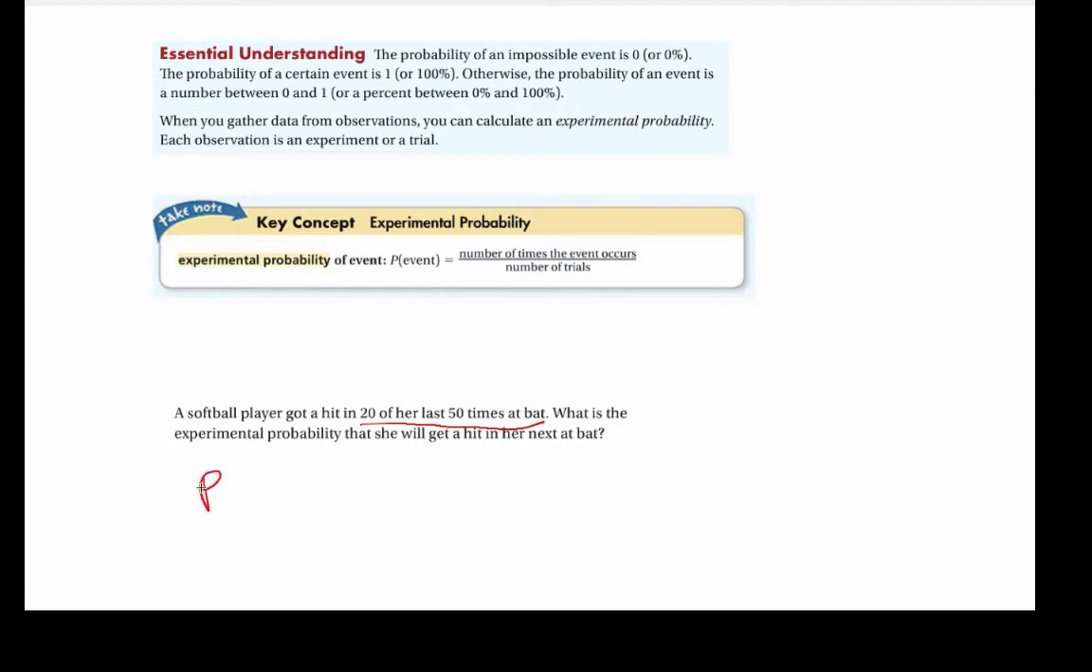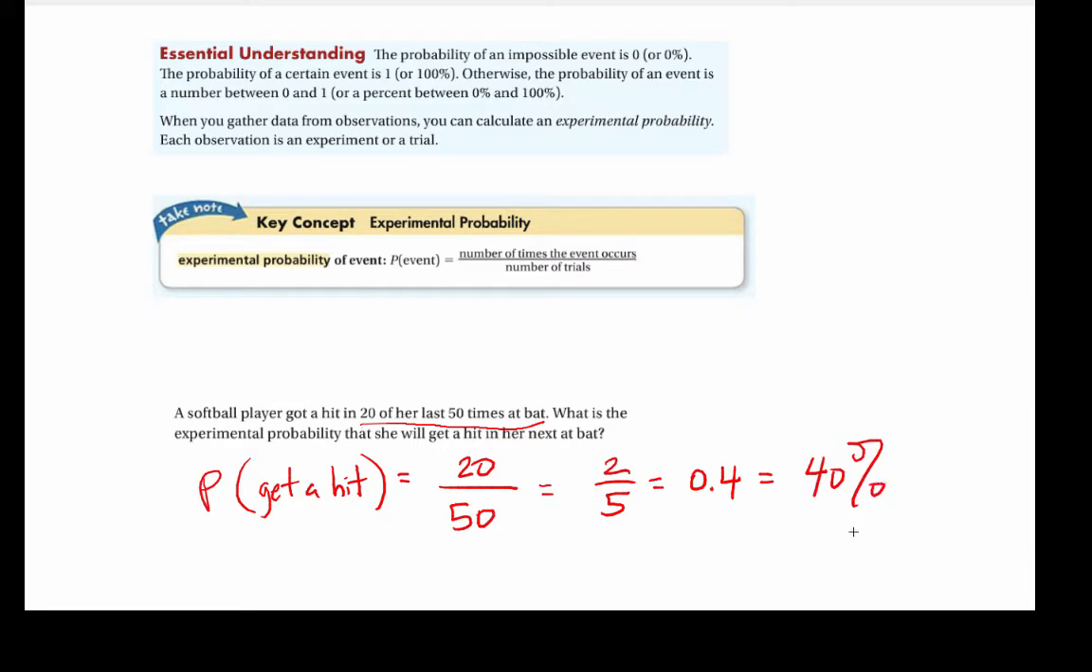So the probability that she'll get a hit, we're going to look at how many times she has gotten a hit in the past, the observed number of times the event has occurred, and that's 20. What's the total number of trials? In this case, it'd be the total number of at-bats. So it's 20 over 50, which reduces down to 2 over 5, which we can convert to a decimal, which we can convert to a percent. Like I said, if we were communicating to somebody, the 40% would probably be the most useful form of this probability. We would say, she has a 40% chance of getting a hit in her next at-bat. And again, it's called an experimental probability based solely on observation.